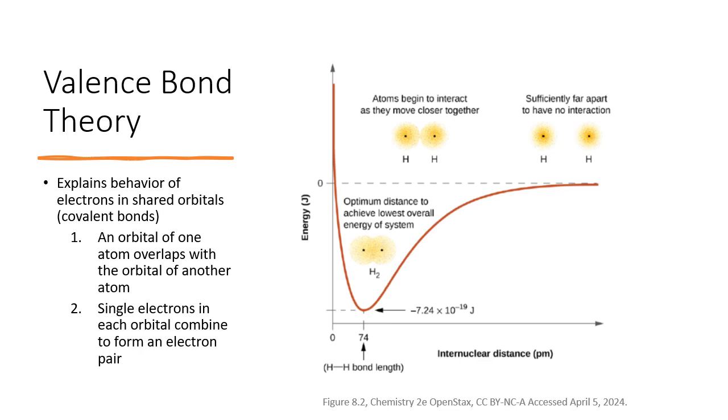There are two main assumptions in valence bond theory. One, an orbital of one atom overlaps with the orbital of another atom. And two, single electrons in each orbital combine to form an electron pair. So what does this process look like? On the right, we have a graph showing the energy versus internuclear distance. So we're talking about how far apart our nuclei are.